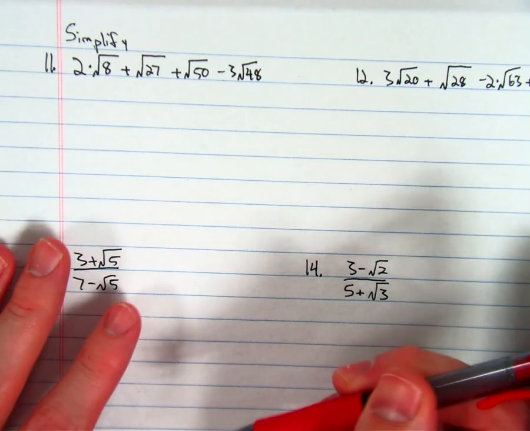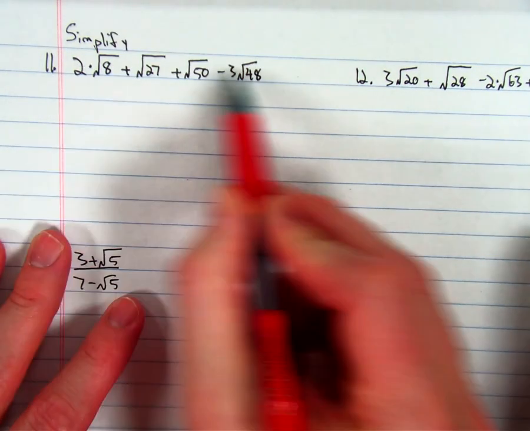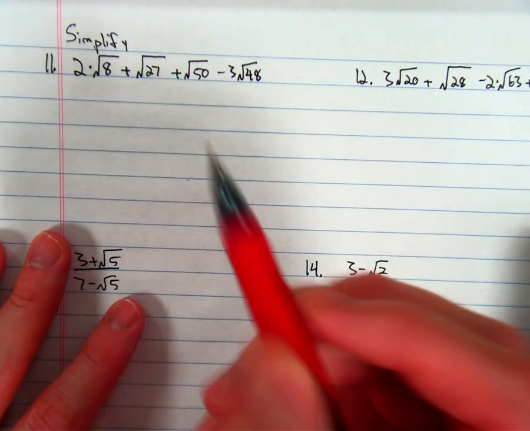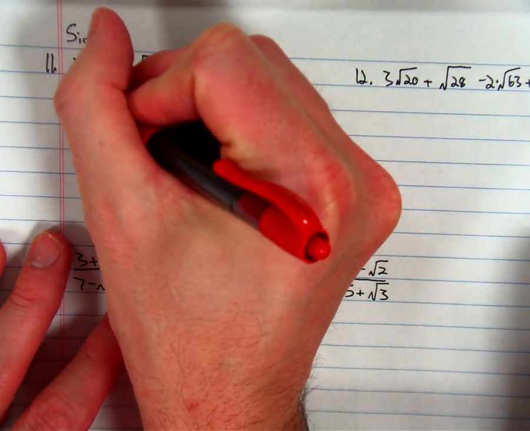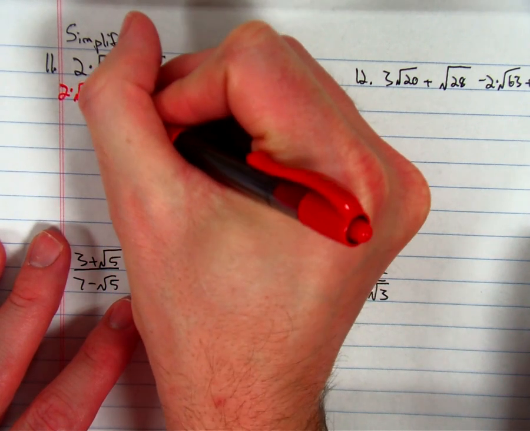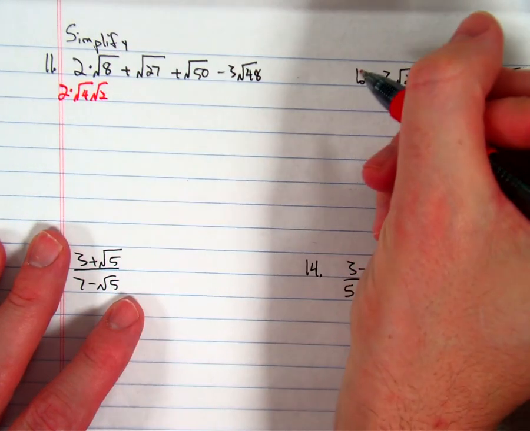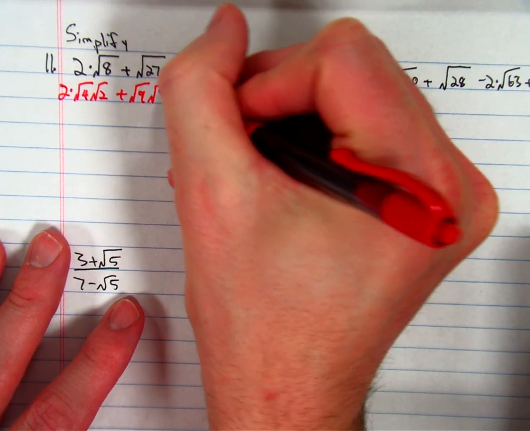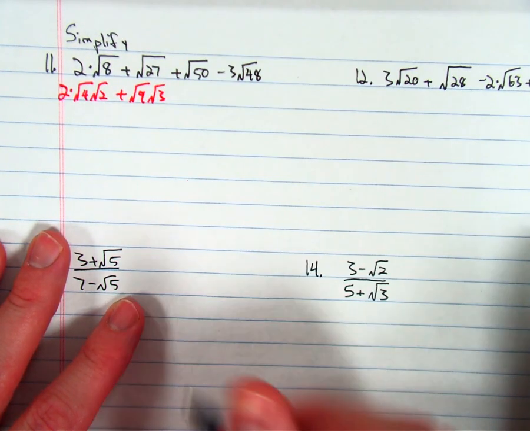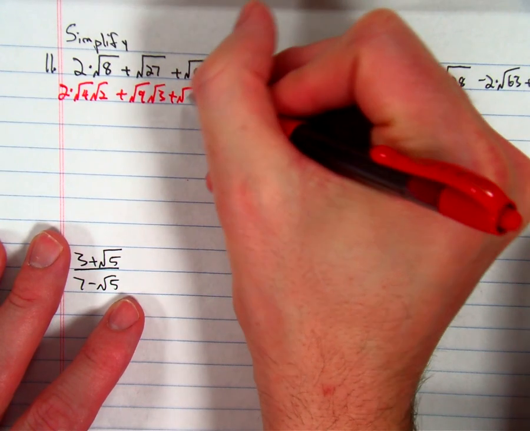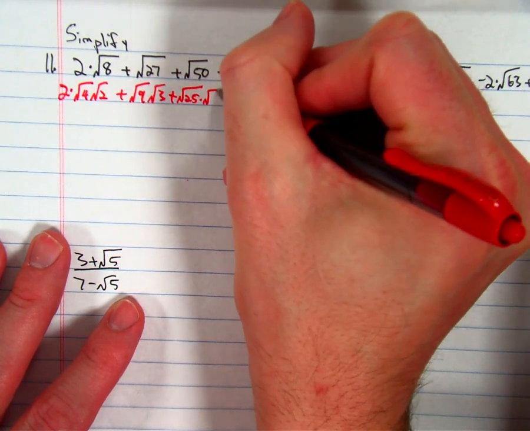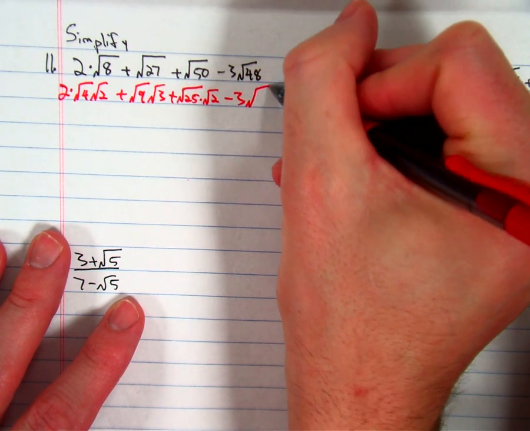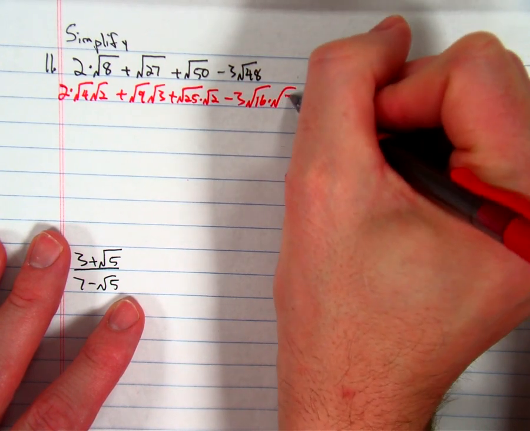Simplifying some roots. We're going to break these down, and hopefully there are some roots that are similar at the end that we can combine. So square root of 8 is square root of 4 times square root of 2. 27 is going to be 9 and 3. 50 is going to be 25 and 2. And 48 is 16 and 3.